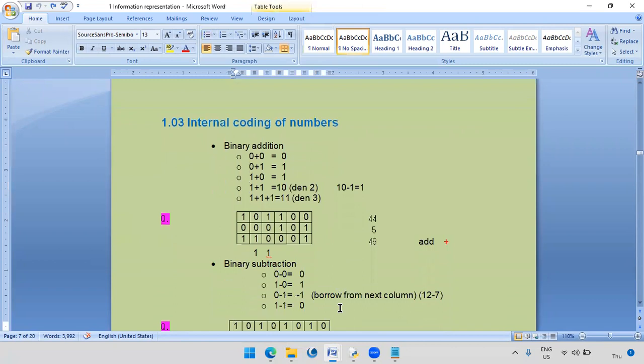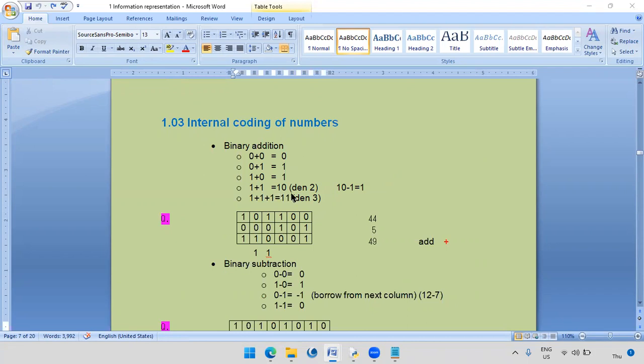Then we come to what they call internal coding of numbers. Binary addition also, it's given here. The rules: 0 plus 0 is 0, 0 plus 1 is 1, 1 plus 0 is 1, 1 plus 1 equals, is this 10? No, it's 1, 0. And I have given for easy reference, in denary, it's 2. 2 in denary. Here, 1, 0. And also, this will be useful later on in calculation.